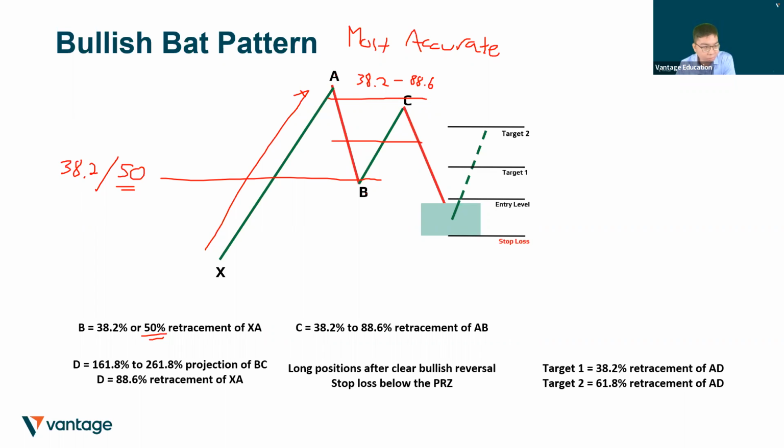The pattern is completed at point D. I think point D is missing. Point D will be located in the PRZ, the potential reversal zone, around 161.8%. So I'll just draw it out quickly. Point D is located at 161.8% to 261.8%.